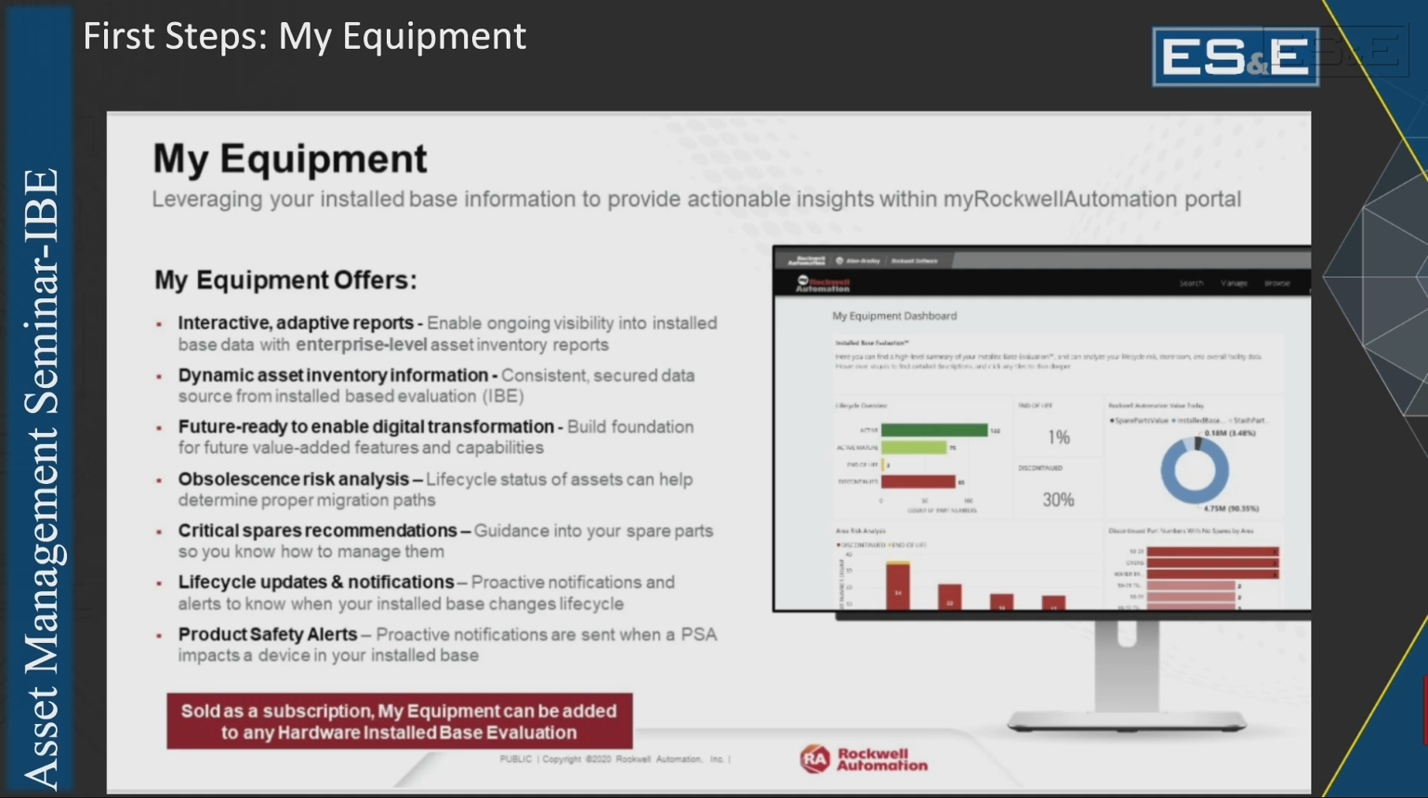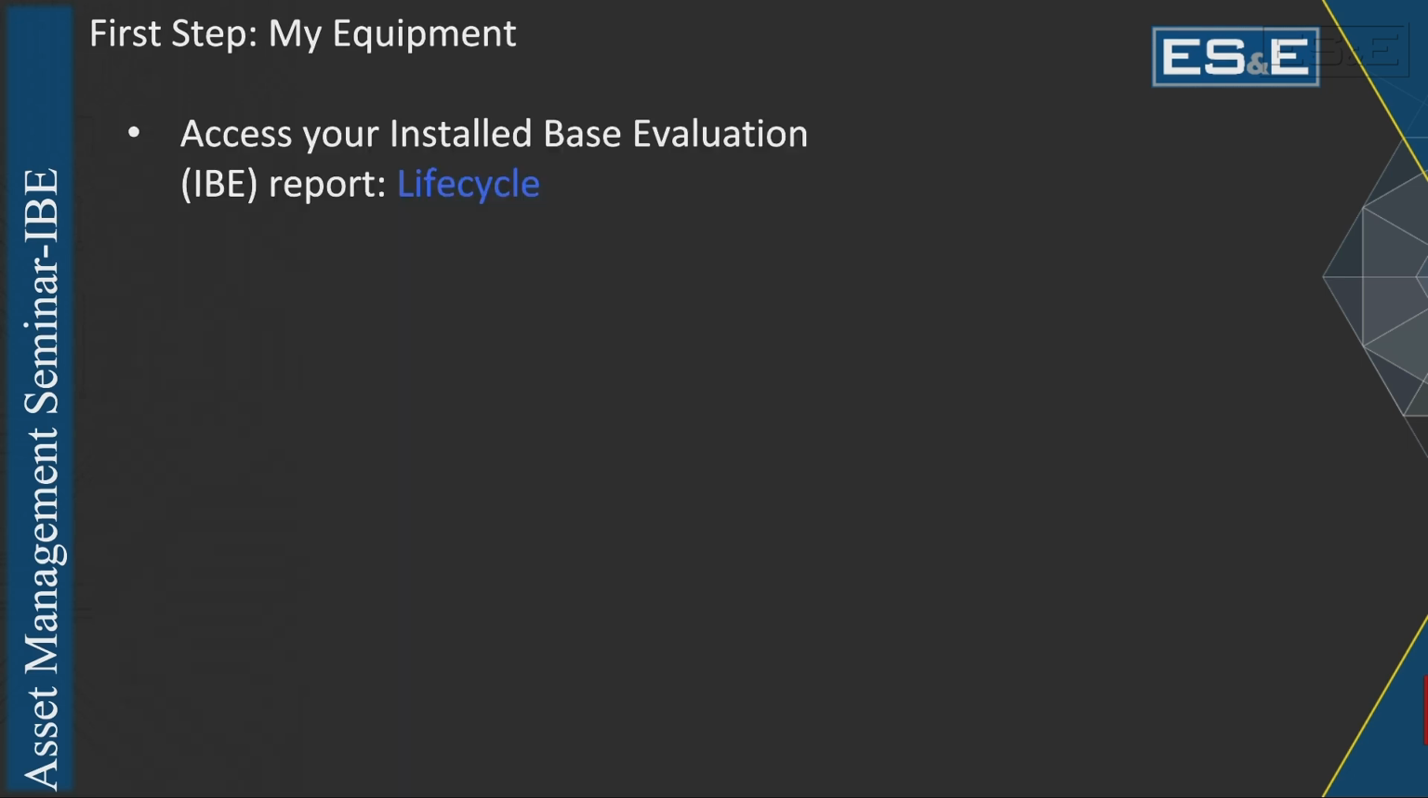You can do these things through My Equipment, and we'll go through this, but it basically makes this IBE a living document that you can go and edit. And it updates your life cycle status automatically itself too, so you can follow along better. Instead of having a static report, this makes it a living document. And we kind of go into that here.